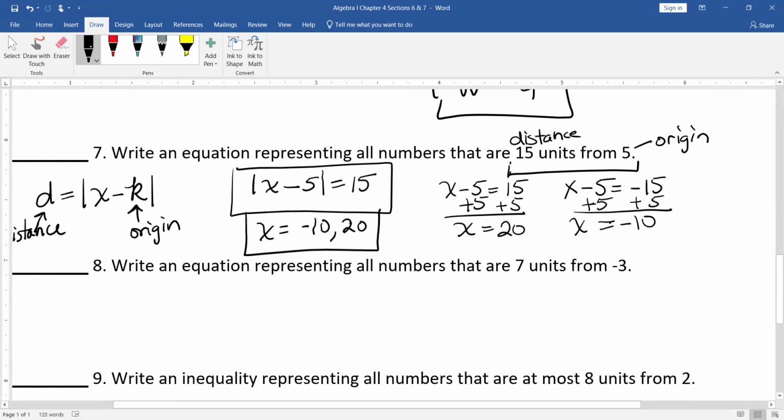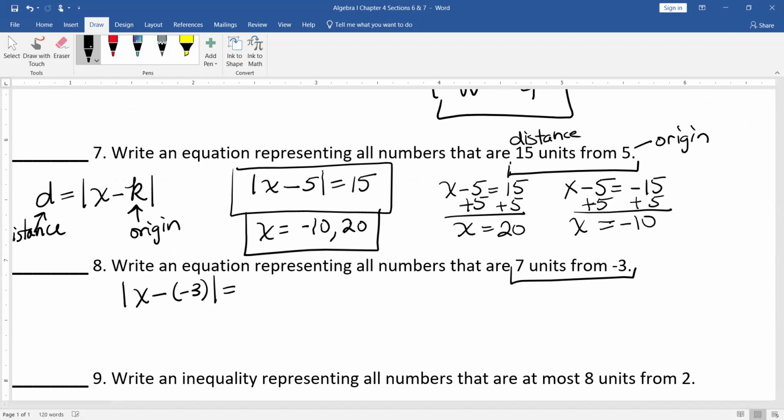Write an equation representing all numbers that are 7 units from negative 3. So this is an example of where our origin is a negative number. So if we use our original formula, this is the absolute value of x minus our origin, which is negative 3, is equal to our distance, which is 7. So this is where the plus comes in. So this is x plus 3, absolute value of x plus 3 equals 7. So there's the first part, our equation.